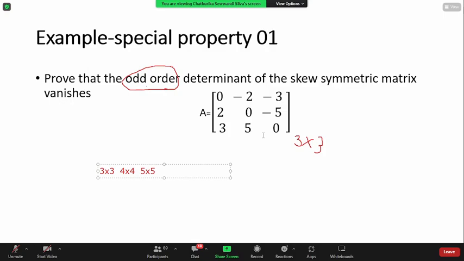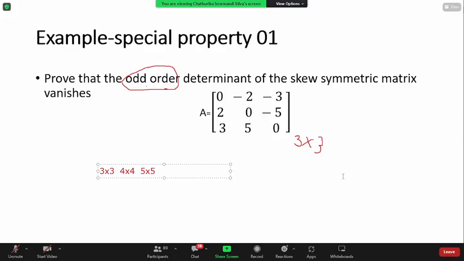So odd order means 3 by 3, 5 by 5, 7 by 7, an odd order square matrix. Right? We don't need to say square again. You know 3 by 3, 4 by 4, 5 by 5 are all square. Out of them, 3 by 3, 5 by 5, 7 by 7, those are odd order matrices. So even order means 2 by 2, 4 by 4, 6 by 6.